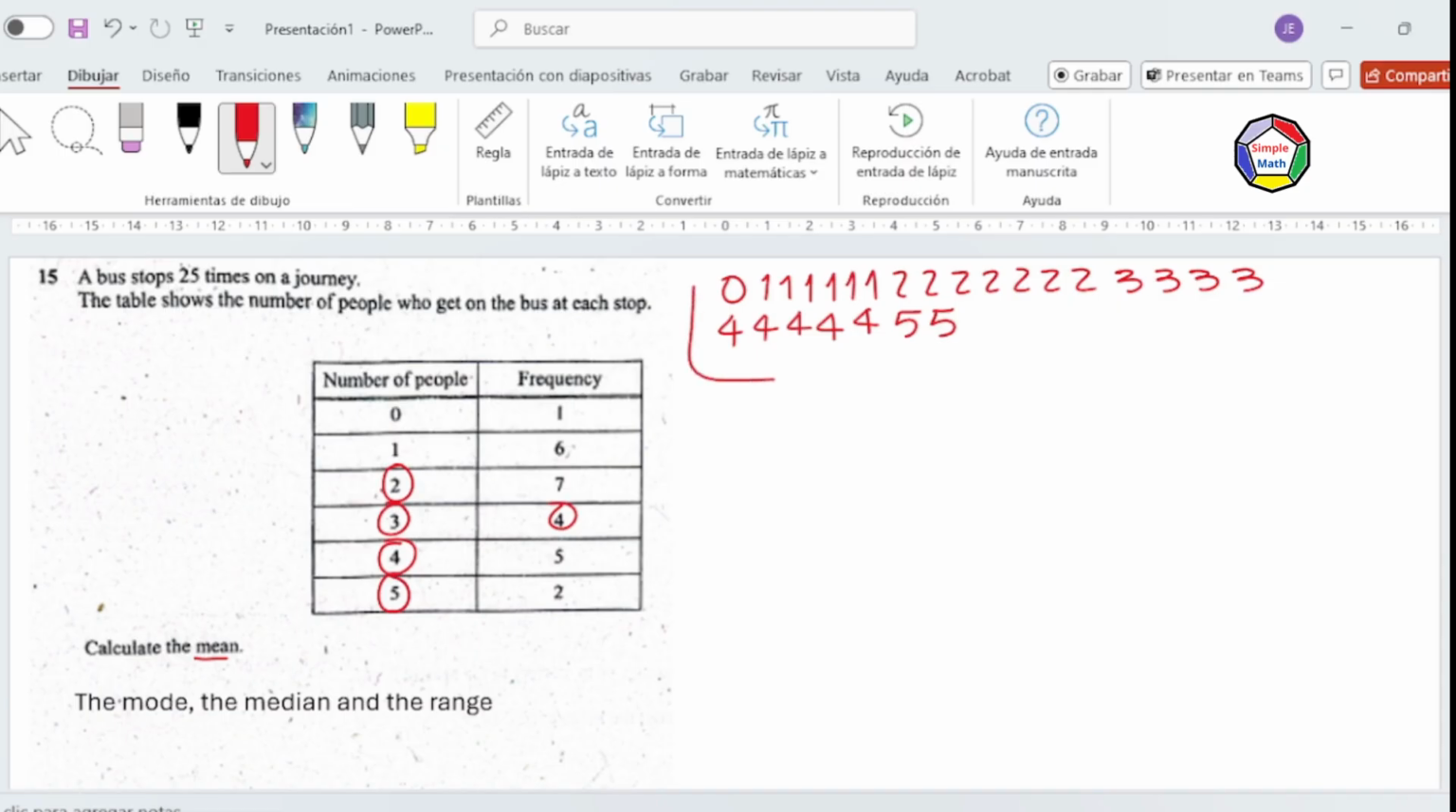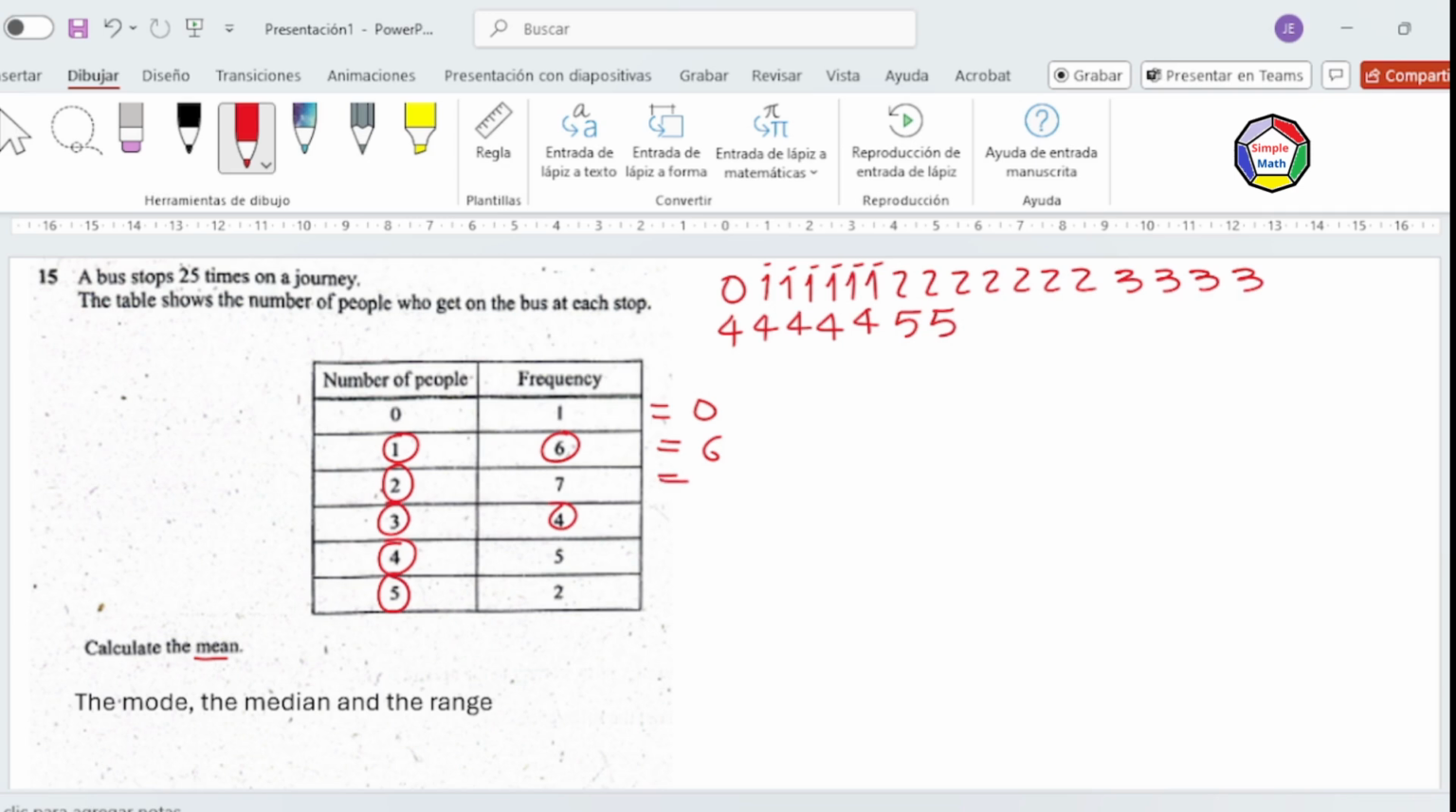So we need to add all of them. How do we add? You can do it manually, like 0 plus 1 plus 1 plus 1 plus 1 plus 1 plus 1. Or you can use the chart to get the final result. So if the 0 is 1 time, it counts like a 0. The number 1 is repeated 6 times. So 1 times 6, 6. So 1 plus 1 plus 1 plus 1 plus 1 plus 1 is equal to 6. So we will do the same thing with all.